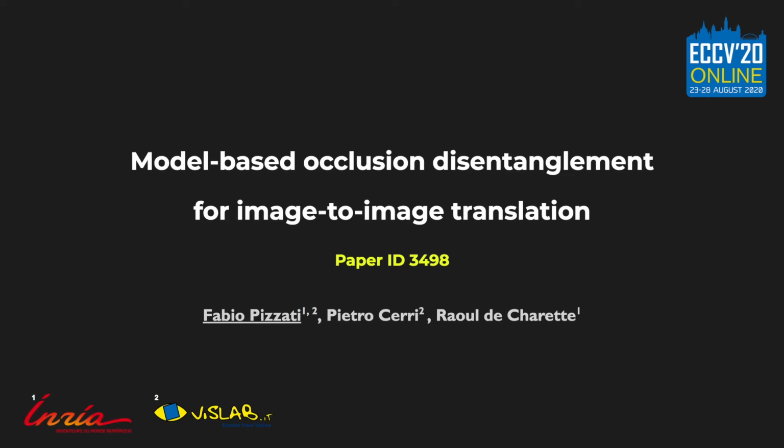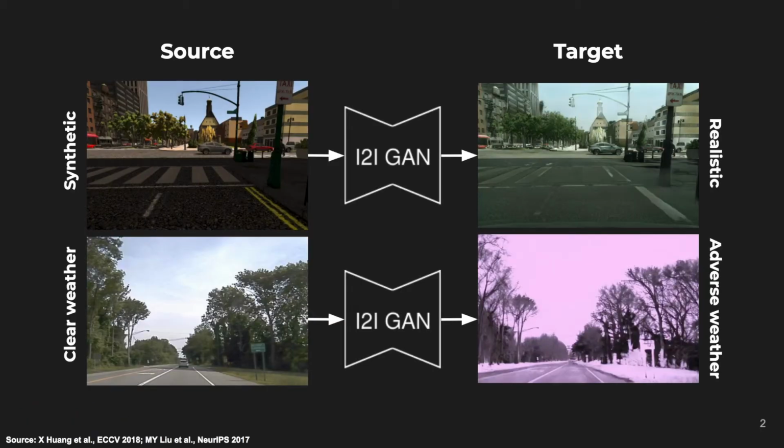Hello, my name is Fabio Pizzati and I am going to present our work on model-based occlusion disentanglement for image-to-image translation. In this work, we tackle a problem occurring in image-to-image translation, which consists in learning a transformation between a source and a target dataset, in order to apply to the context of source images the style of target ones.